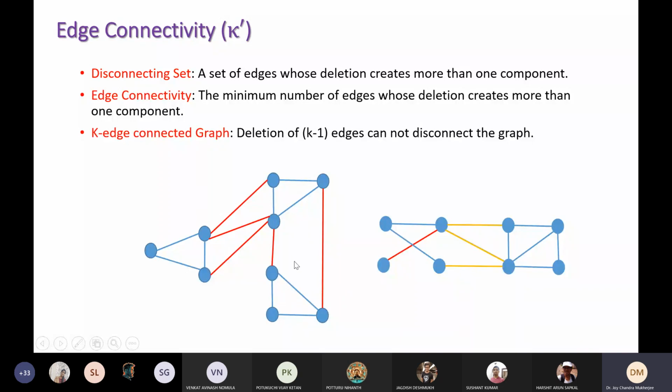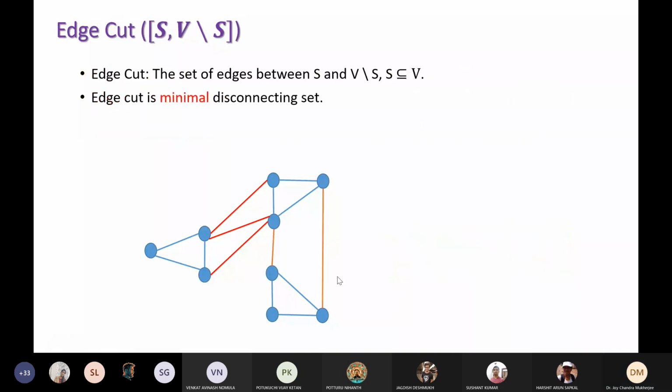And here the minimum edge cut size is 2. So the edge connectivity of this graph is 2, because if I delete these 2 edges, it will disconnect the graph. So the set of edges between S and V minus S, where V is the set of all vertices and S is a subset of V.